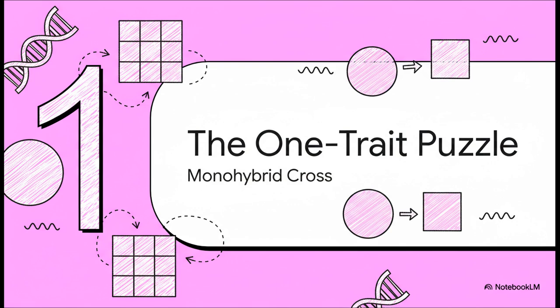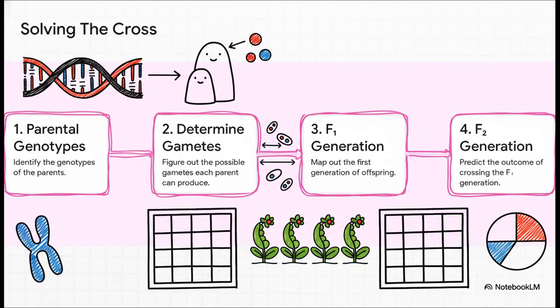Okay, you ready? Let's dive right in. We're going to start simple, tracking just a single trait. In the world of genetics, we call this a monohybrid cross. So think of this as your four-step recipe for solving pretty much any one-trait genetic puzzle. It's simple. First, you identify the parents' genotypes. Then you figure out the possible gametes they can pass on. And from there, you can map out the first and second generations of offspring. Let's see how it works in action.